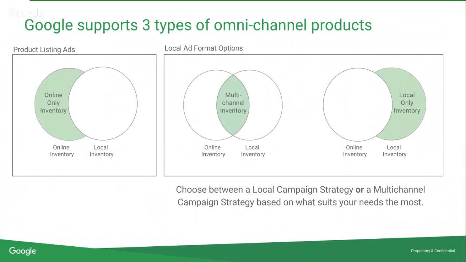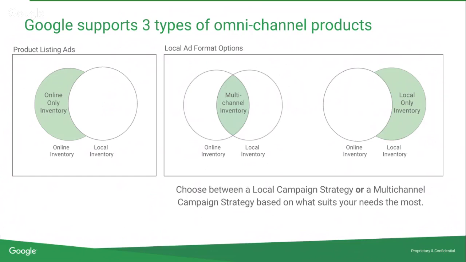Now, with the local ad format options, there's a couple other options to think about. So on the left, there's the online inventory only strategy, which we can think about. We've got the local shopping ads on the right side, which provides local only inventory. Or on the left here, within the local ad format options, we provide a multi-channel strategy, which would provide information about products that are available both online and in store. And so deciding which strategy you want to pick is actually a really important choice.